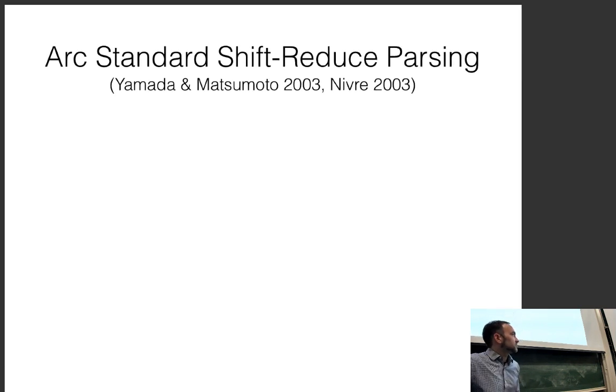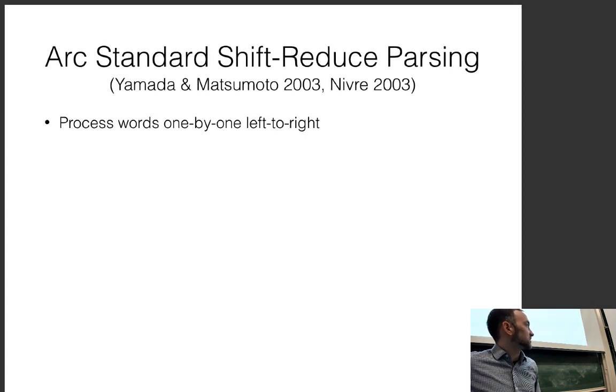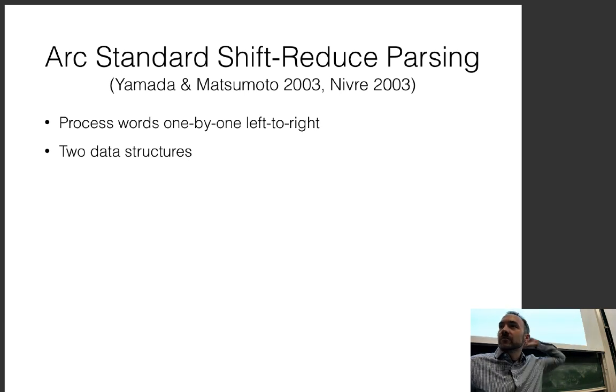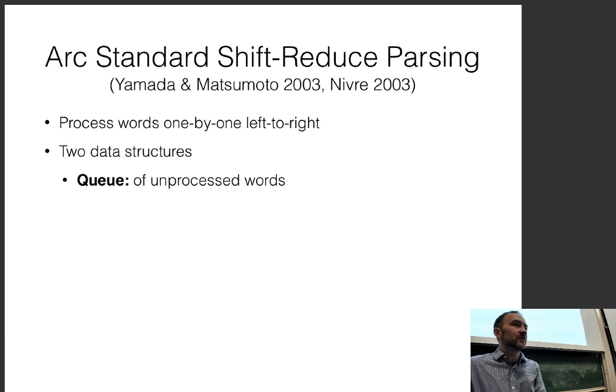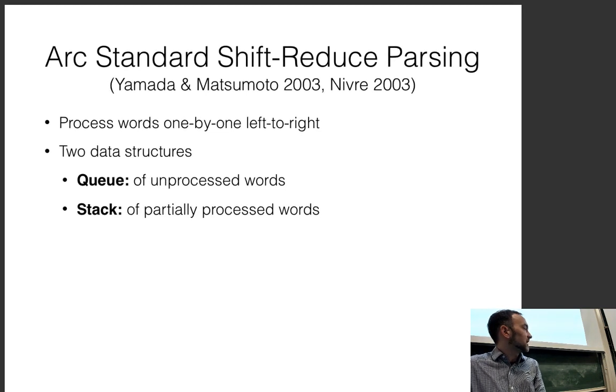So in arc-standard shift-reduce parsing, like was in the reading, basically we process the words one by one from left to right. We have two data structures. One important thing when we talk about neural algorithms for dependency parsing is to understand these data structures well, because the neural models are essentially used to model these data structures. So the first one is the queue of unprocessed words that we haven't processed yet. The second one is a stack of partially processed words or subtrees.